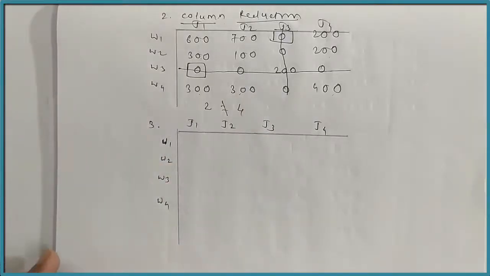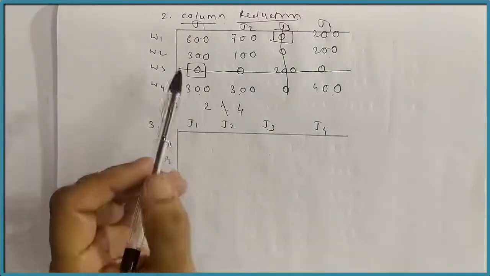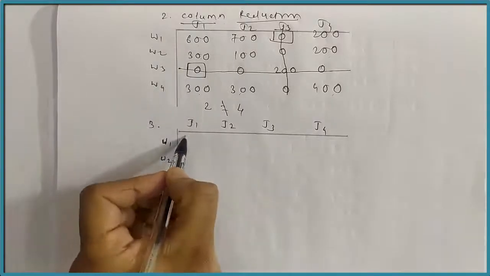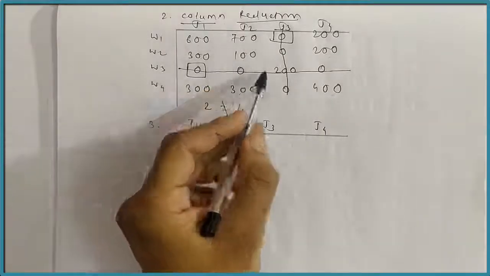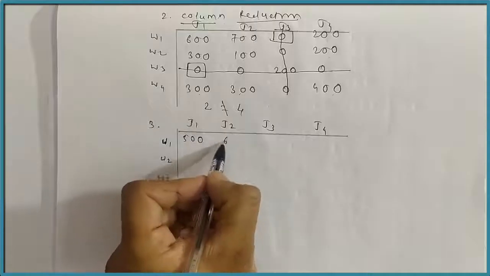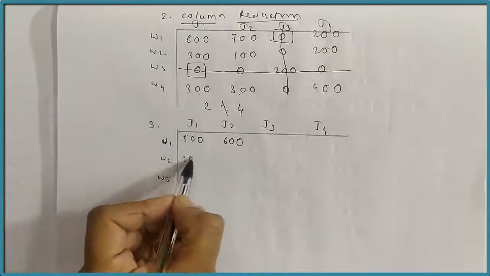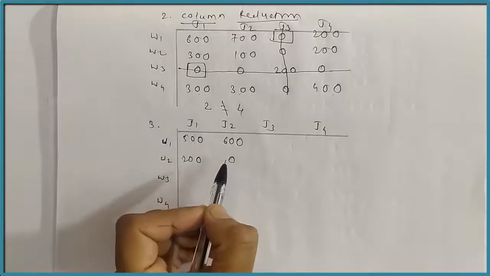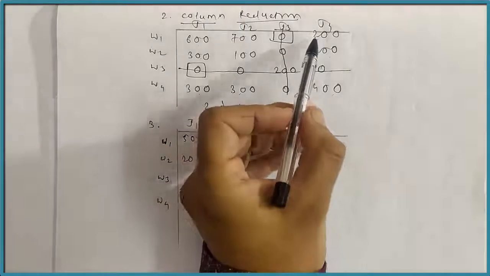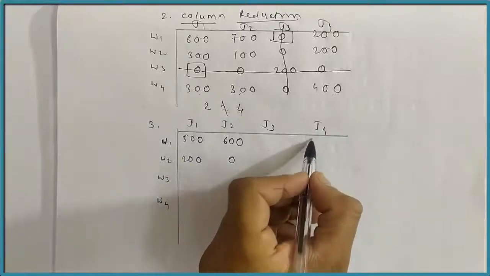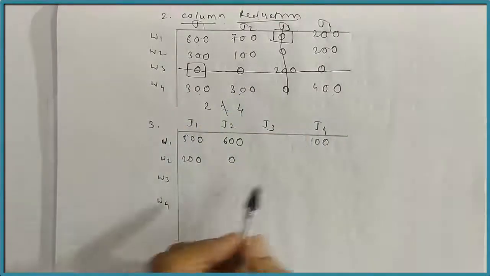Now therefore our matrix will be: 600 minus 100 is equal to 500, 700 minus 100 is equal to 600, 300 minus 100 is equal to 200 and 100 minus 100 is equal to 0. On this side, 200 minus 100 is equal to 100, 200 minus 100 is equal to 100.